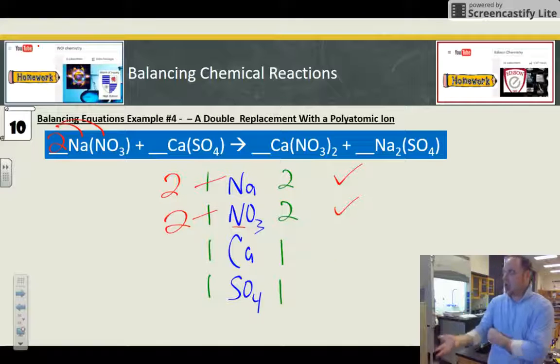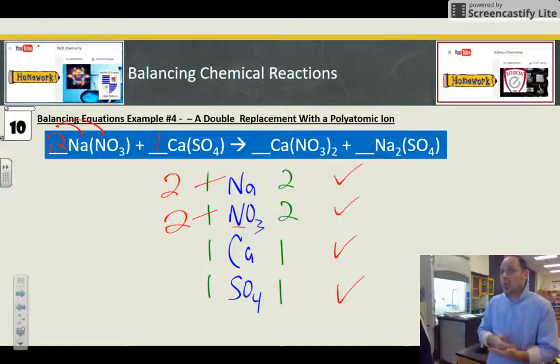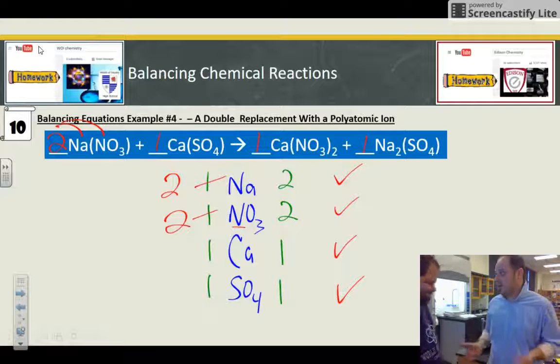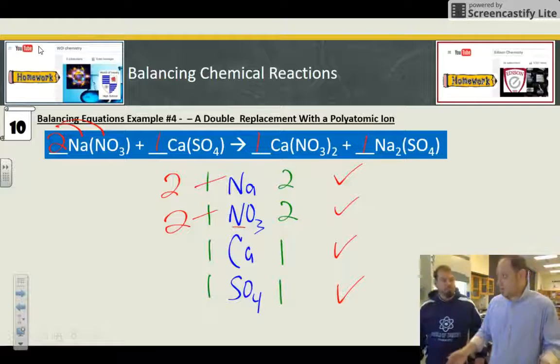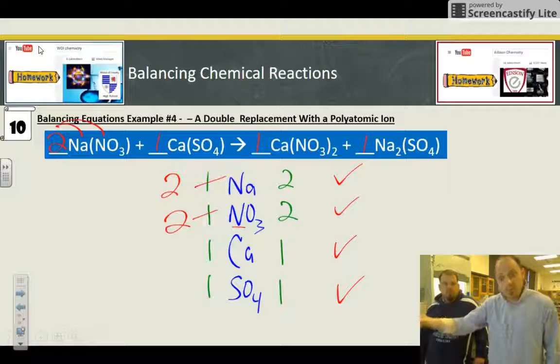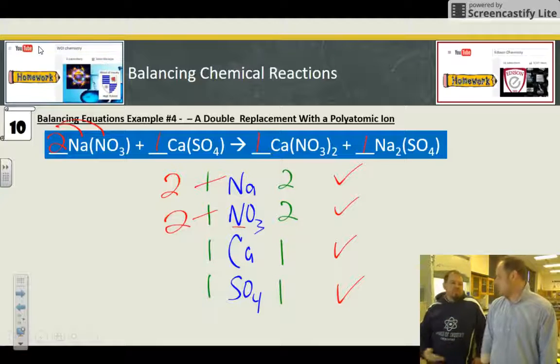He's already done. Like I just said, don't let a big, scary-looking equation with polyatomic ions in it stop you in your tracks, because they can actually be simpler to balance than the simple ones. And this really is just a puzzle.